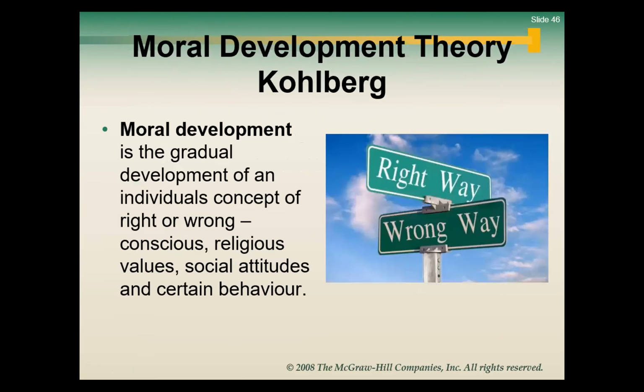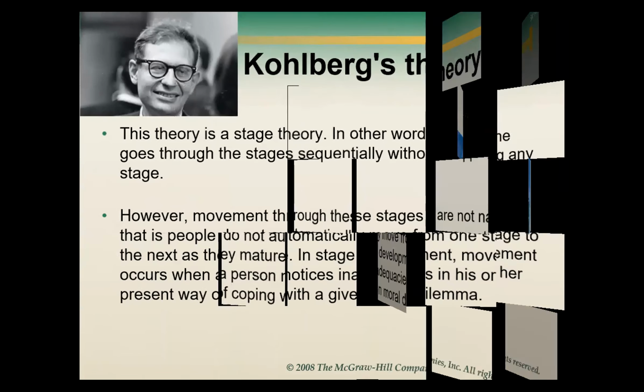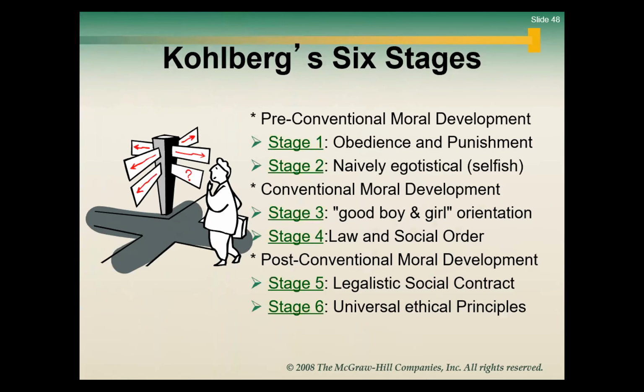Okay, one more theory today. Moral development theory, from Kohlberg, who developed the stages of a theory regarding moral concepts. Moral development is gradual, and the individual's concept of right or wrong develops. So he finally created three levels: pre-conventional, conventional, and post-conventional.